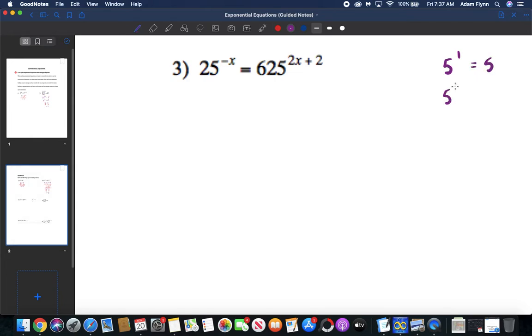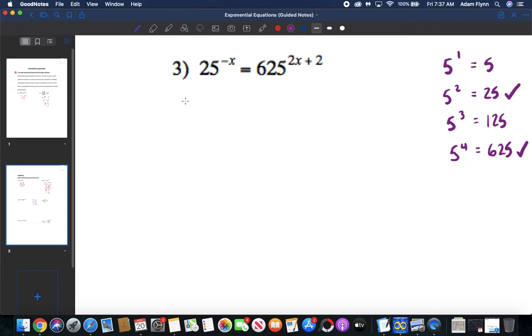5 to the second is going to be 25. 5 to the third is going to be 125. And 5 to the fourth is going to be 625. Okay, so because of this, I know that I can write my 25 as a base of 5 to a power of 2, and I can write my 625 as a base of 5 to a power of 4.